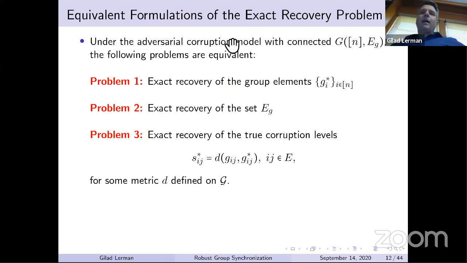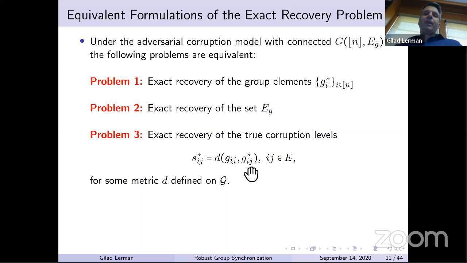So there are 3 simple equivalent formulations, assuming the adversarial corruption model and assuming the connectedness of the graph of the good edges. One of them is what I just described before. We want to exactly recover the group elements. Another one, we want to just recover the good set. And a third one, we want to recover the following numbers, which are called corruption levels. These are S_ij star, which are just a certain distance between the measured group ratios and the ground truth group ratio.